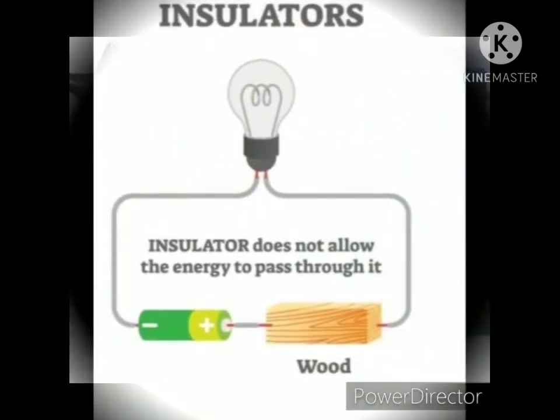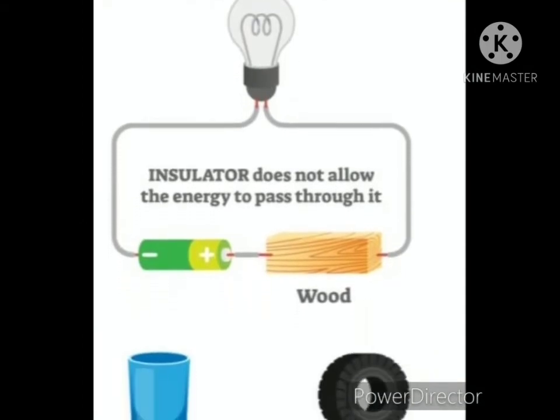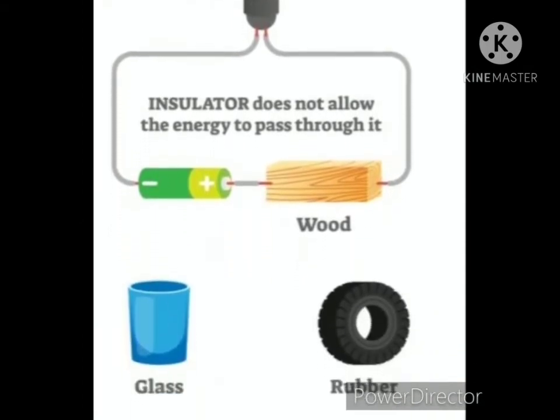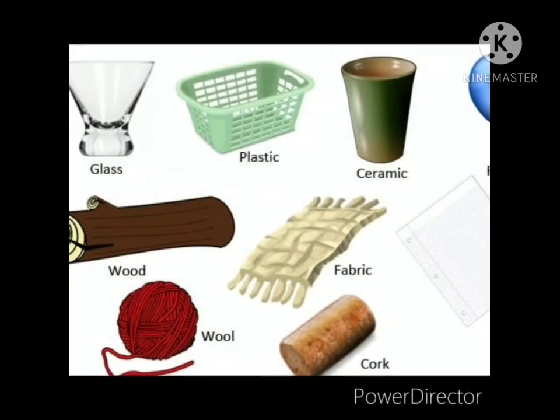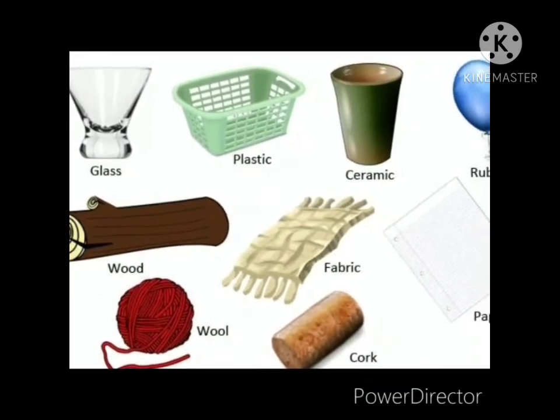What is an insulator? Insulators are substances which do not allow electricity to flow through them. Examples: cotton, rubber, plastic, wood, paper, glass, pure water and dry air.